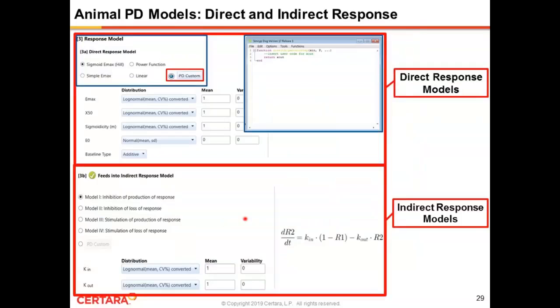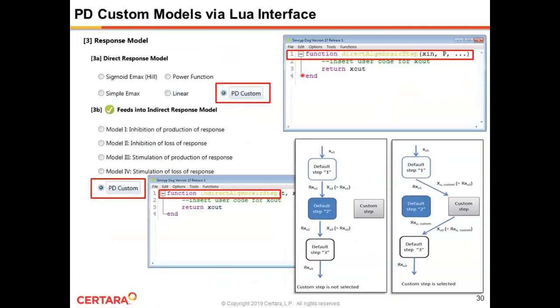In terms of the different types of PD models that we have, there are the basic direct response models, which involve the simple Emax and the sigmoidal Emax models, as well as the classic indirect response models based on the Dayneka paper, which are the inhibition of production and loss of response and the stimulation of production and loss of response. Apart from that, you can also use the Lua scripting or the PD custom model to write your own PD script and use the PBPK predicted concentration time profiles to drive your scripted PD model.